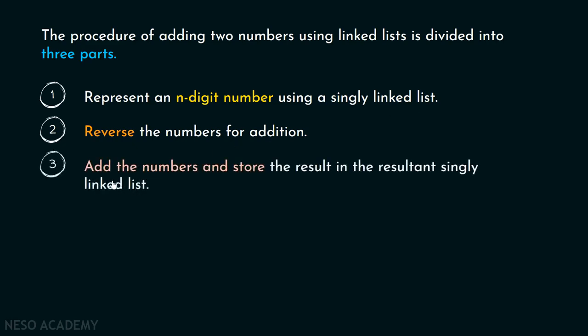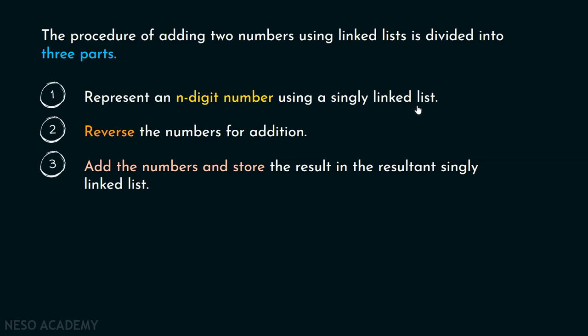Okay. Obviously, the last step is to add the numbers and store the result in the resultant singly linked list. Okay. So let's say we have two numbers 367 and 57. First, we will represent these two numbers 367 and 57 with the help of singly linked lists. And obviously 367 needs 3 nodes and 57 needs 2 nodes, right?